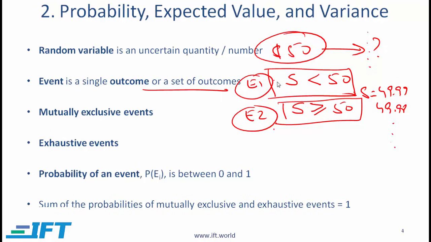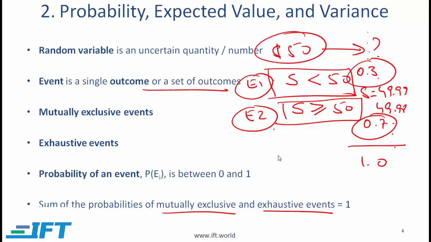The sum of the probabilities of mutually exclusive events must be equal to 1. So if we know that these two events are mutually exclusive and exhaustive, and we know that the probability of the stock price being less than 50 is equal to 0.3, then the probability of the stock price being greater than or equal to 50 has to be 0.7. Note that the sum of these two probabilities has to be equal to 1 because events E1 and E2 are mutually exclusive and exhaustive.